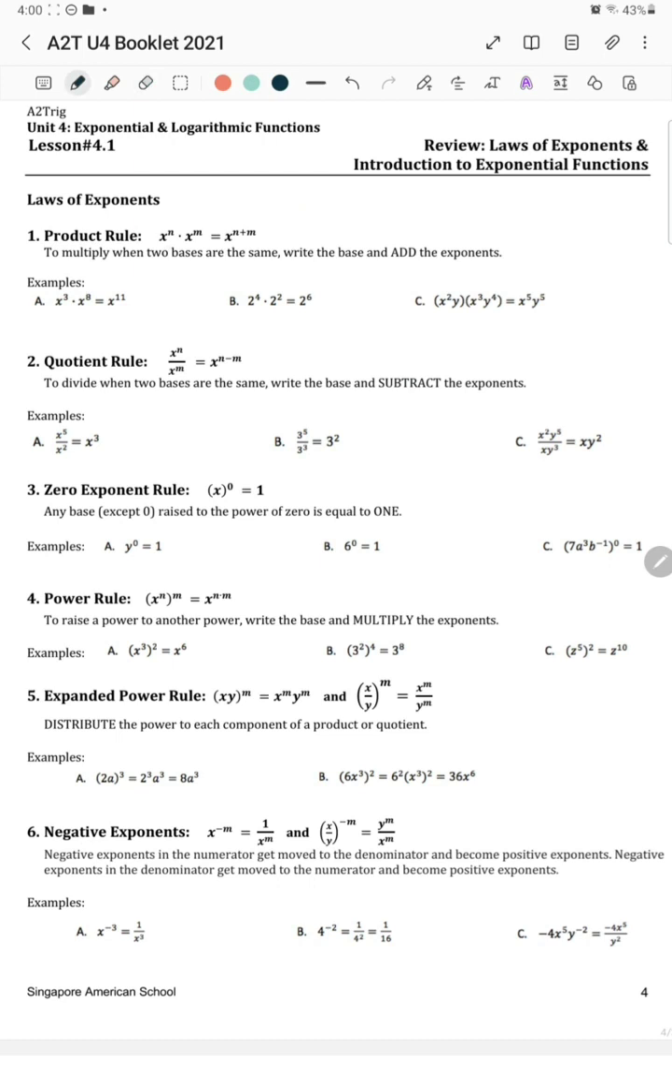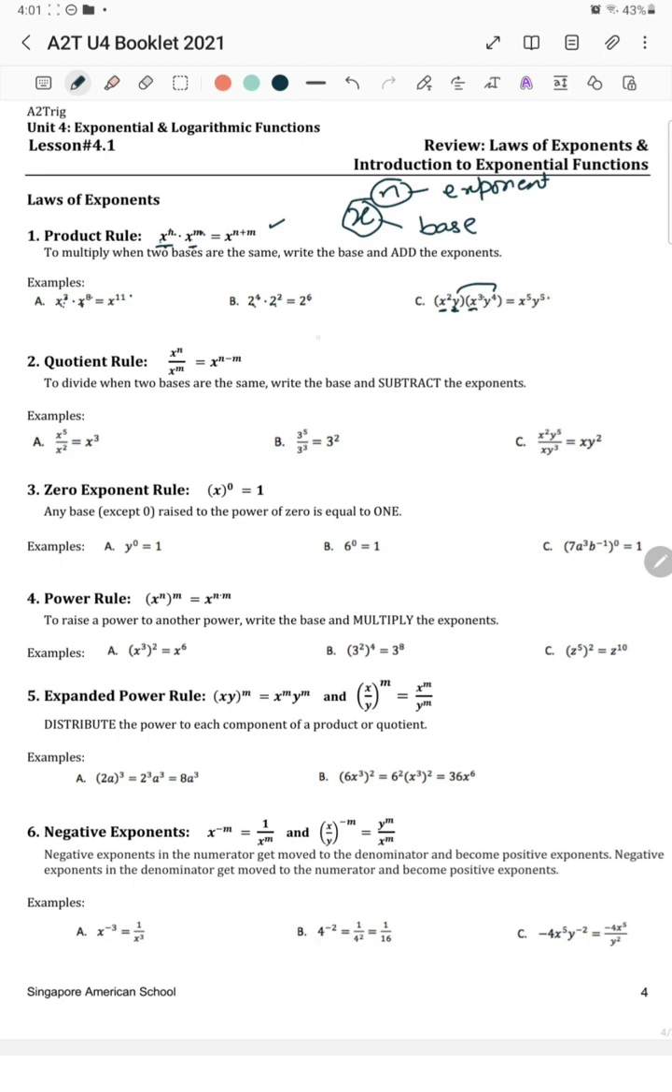There are some rules for the exponent. Product rule: x to the power n times x to the power m, n and m would be added if the bases are the same. In x to the power n, x is called the base and n is called the exponent or power. So if the bases are the same, the exponents are added. For example, x and x base is same, so 8 plus 3 would be 11. 2 and 2 base is same, so 4 plus 2 would be 6. Here x and y bases are the same, so for x, 3 plus 2 would be 5, and for y, 4 plus 1 would be 5.